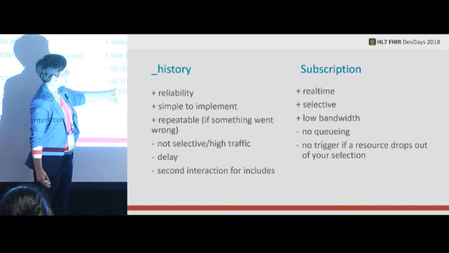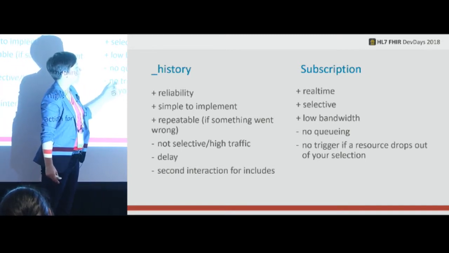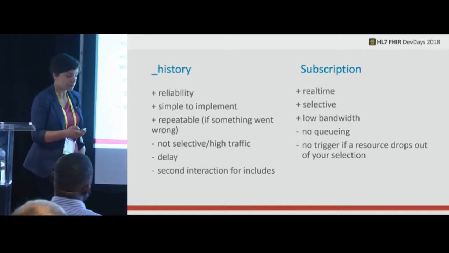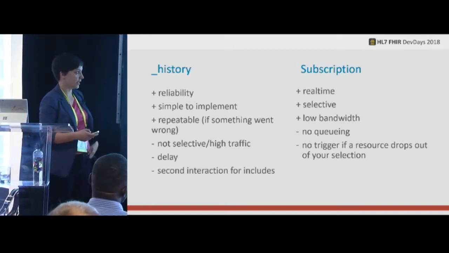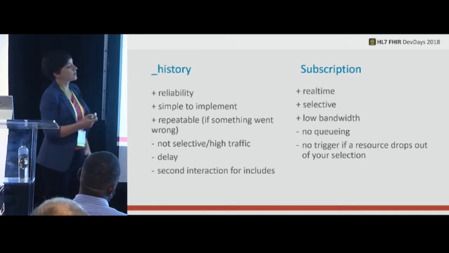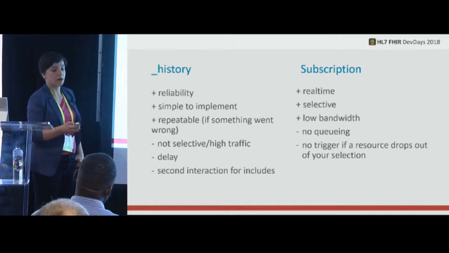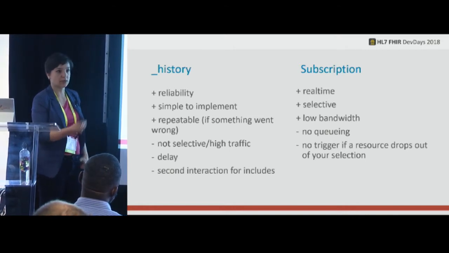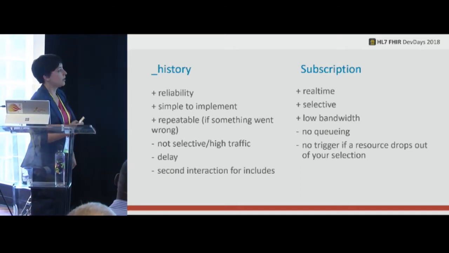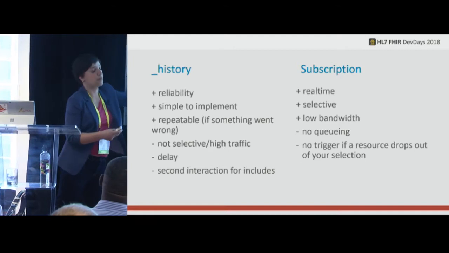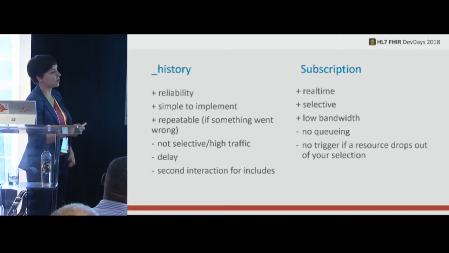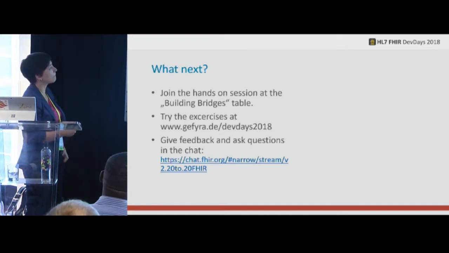The other thing is, in the subscription, we don't have a trigger that tells you if anything is no longer a part of your criteria. So if anything drops out of your selection, you will probably miss that because it doesn't trigger your subscription. There's currently work going on in improving the subscription. If you're interested in that, please look at it and give us feedback on how to improve this. But at this time, these are basically the two things that you can do to get information from a FHIR system back to your server.